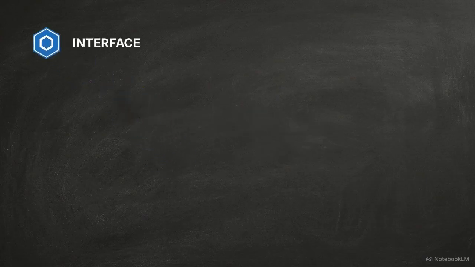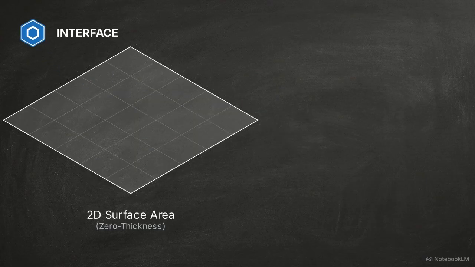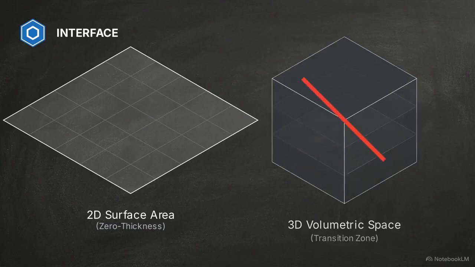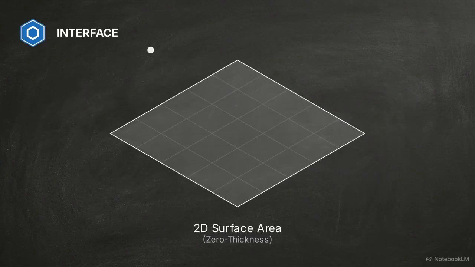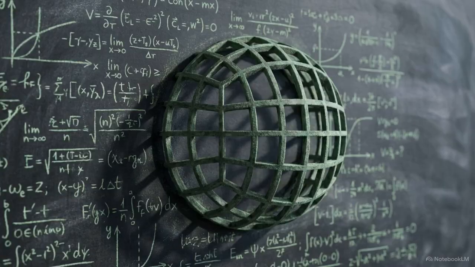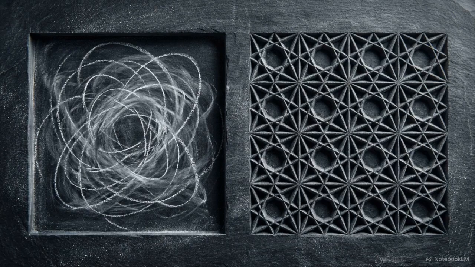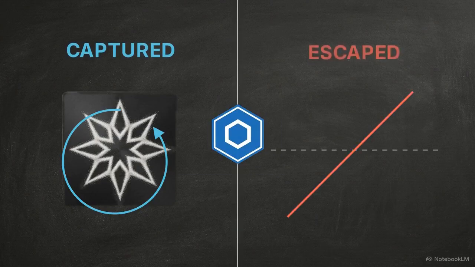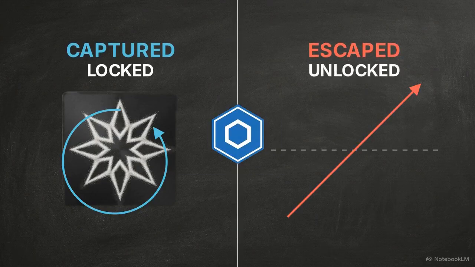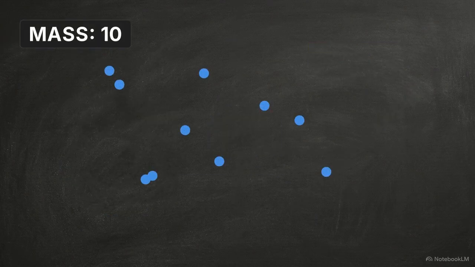The I is interface. A threshold exists as a 2-dimensional surface area, never occupying a 3-dimensional volumetric space. This interface manifests physically as the critical shells in computational basin mapping, and visibly as the nodal lines on acoustic Chladni plates. The S stands for state. In this framework, state is a discrete binary classification. A trajectory is captured or escaped, locked or unlocked. Finally, T is transformation.